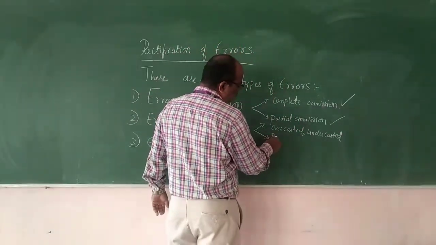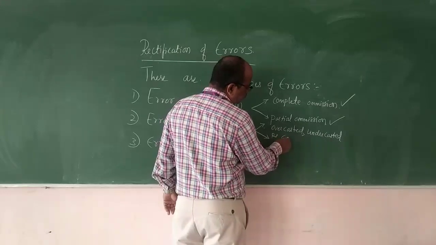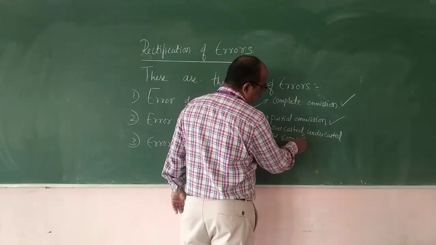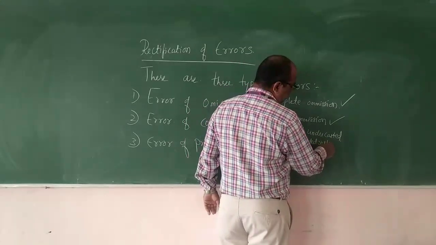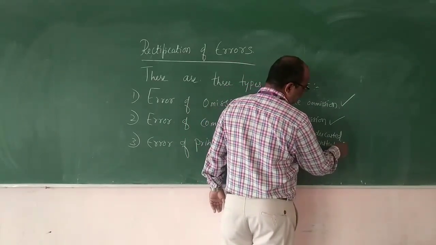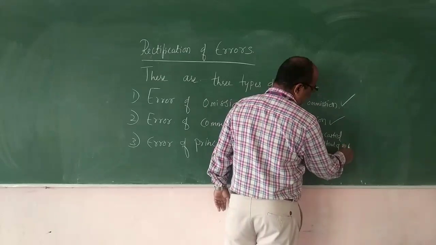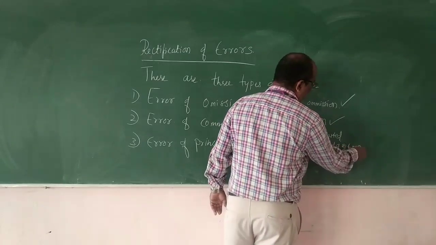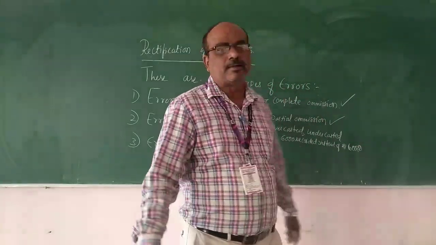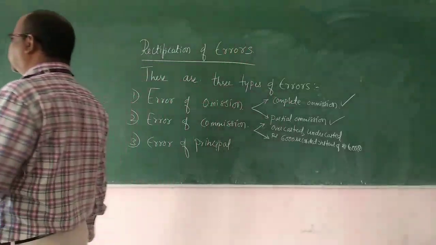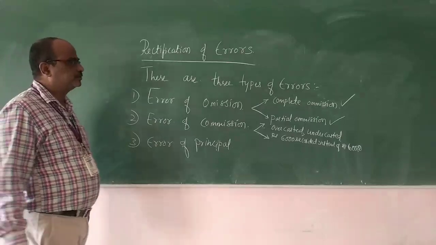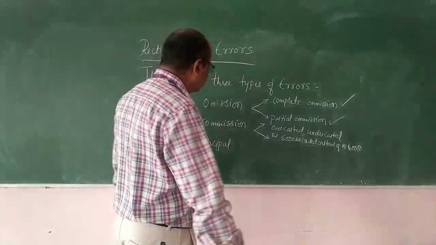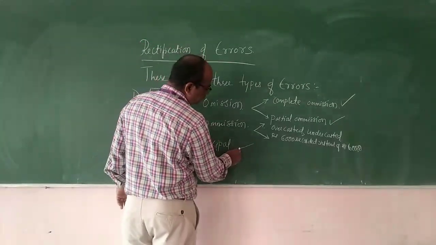Or rupees 6,000 is recorded instead of 60,000. Such mistakes are called error of commission.